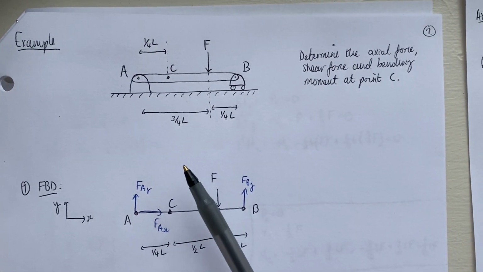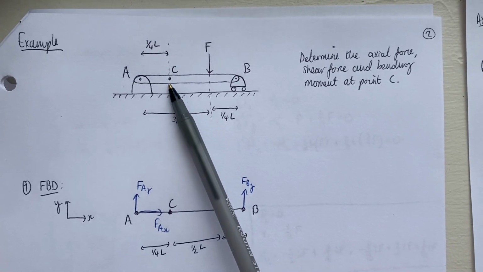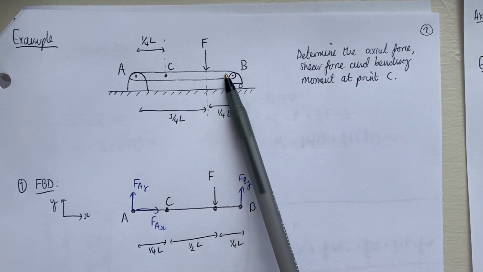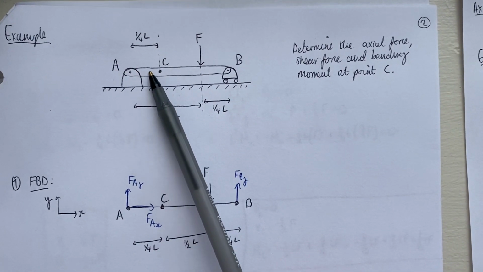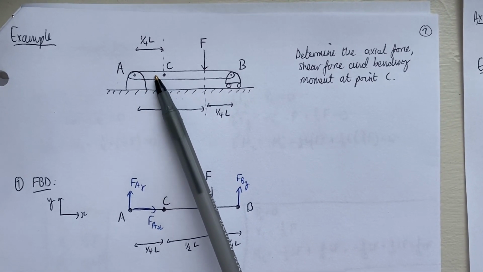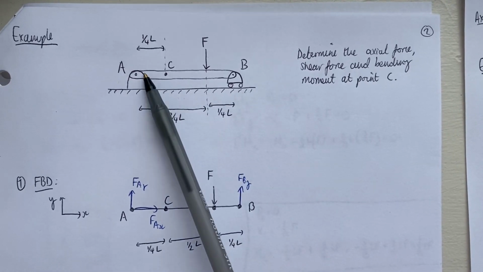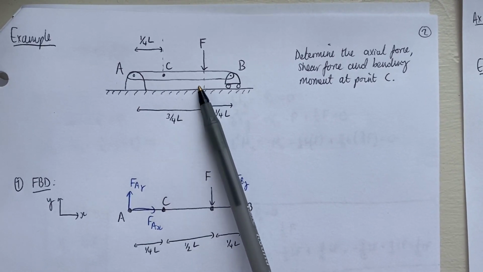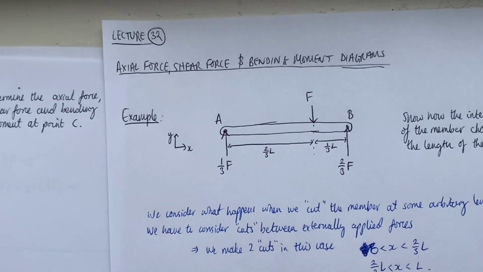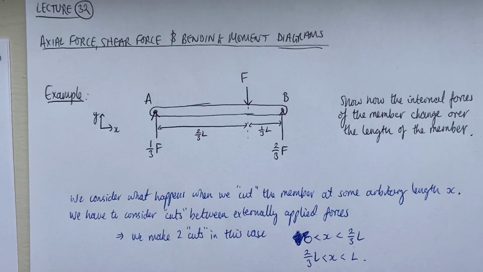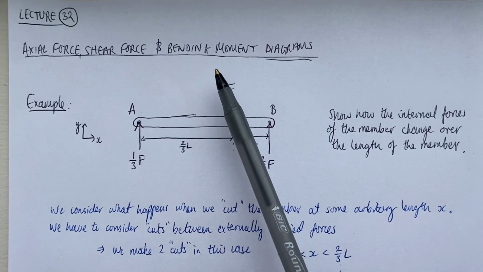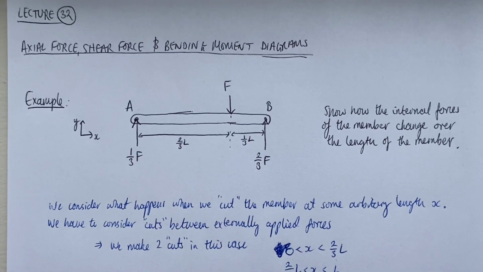What we would like to do today is work out what's happening along the entire length of the member. So what happens when we move point C around, and can we make a visual representation of how these internal forces are changing along the length of the member? So that's where today's class comes in, right? We're going to be looking at drawing graphical depictions of how these three things change across the length of a member.